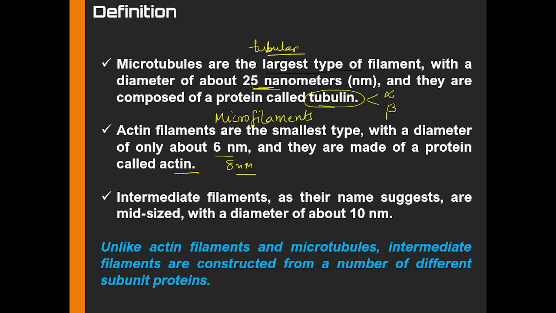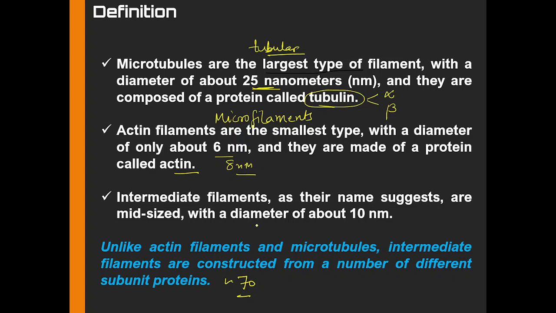I hope I am making things clear for you guys. Then the intermediate filaments, as their name suggests, are of mid size. Unlike actin filaments and microtubules, intermediate filaments are constructed from a number of different subunit proteins. As I said, there are roughly 70 or more proteins involved.